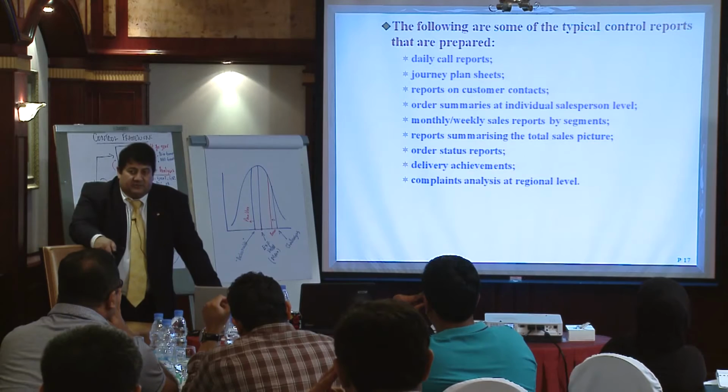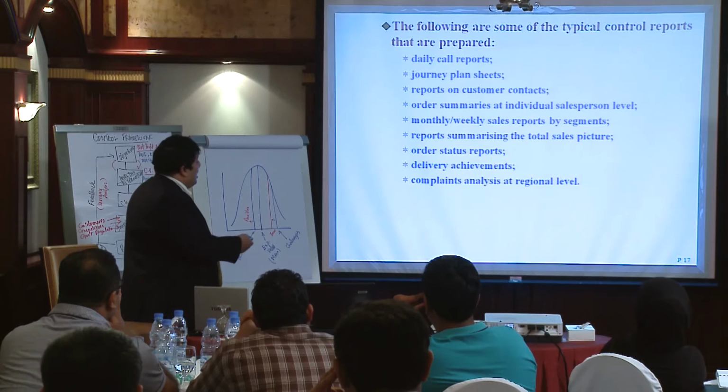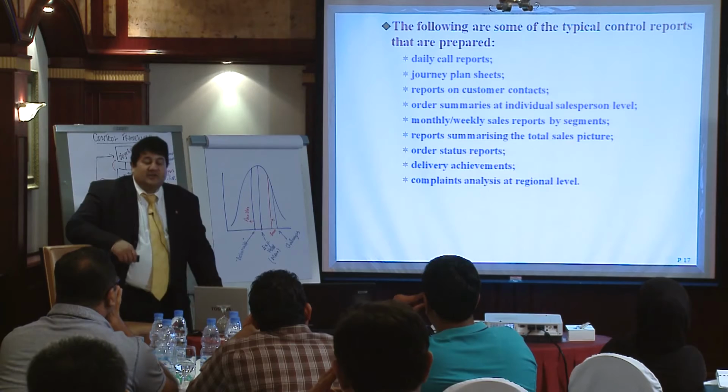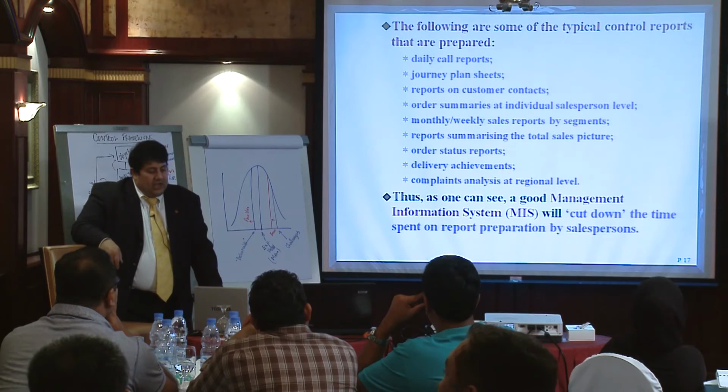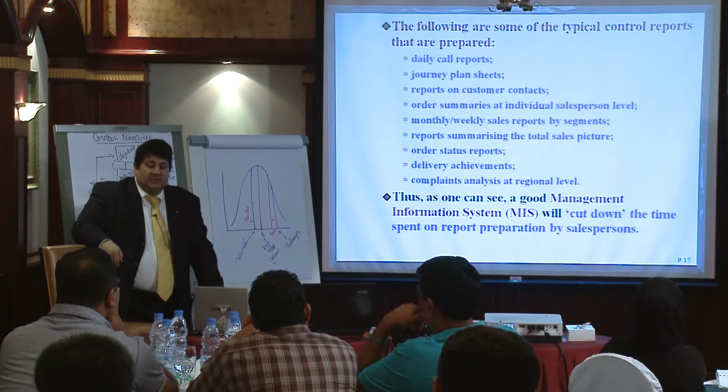Now it's only a few things that you need the salesman to actually write. The GPS knows where they are, so they just have to say how much the sales were, and if there were any complaints about the product and so on, and everything is automated. That's why I can see that a good management information system will cut down time spent on report preparation by salespersons.